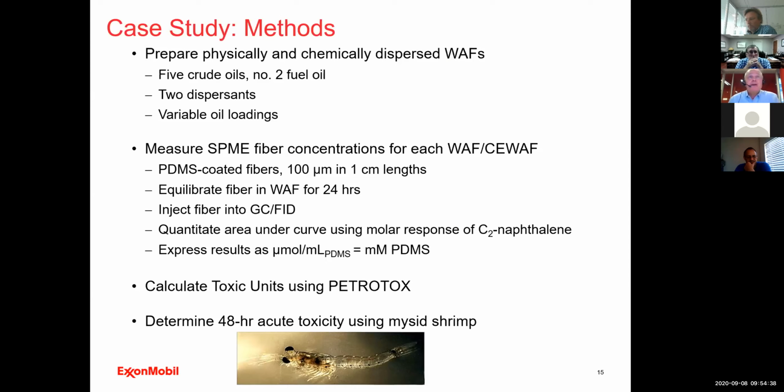So what we did here, this is some work that we did in our lab a number of years ago. We prepared physically and chemically dispersed WAFs with 5 crude oils and number 2 fuel oil. We looked at 2 different dispersants, so we did both WAFs and CWAFs, and this was using a variable loading design. We measured SPME concentrations for each WAF, CWAF loading, and I've quickly outlined the procedure that we used for measuring the fiber concentrations that reflect the dissolved oil exposures.